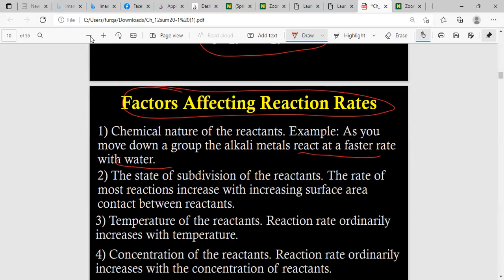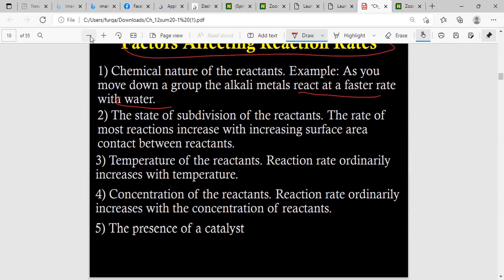Temperature of the reactant, for sure, is one of the key things that affect the reaction rate. It ordinarily increases with temperature. The reaction goes up, and when you reduce the temperature, the reaction rate becomes really slow.